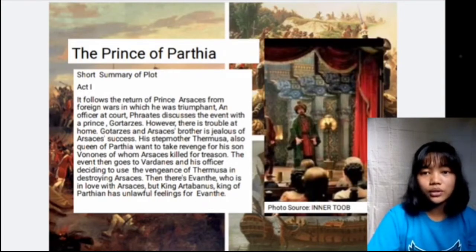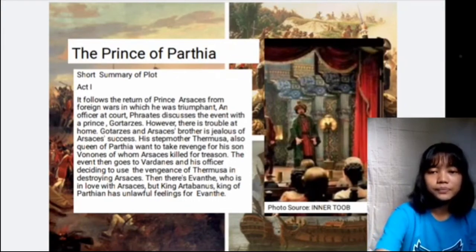So we were introduced to characters in this act like Prince Arsaces, who just returned from war in which he was triumphant, then the discussion of Prates and the prince at court. Then there's the stepmother of Arsaces named Termosa, who wants to take revenge for her son. And then there's Ivan, who fell in love with Arsaces. Then King Artabanus, who has feelings for Ivan. And then there's Vardanes and his officer, who plan to destroy Arsaces.